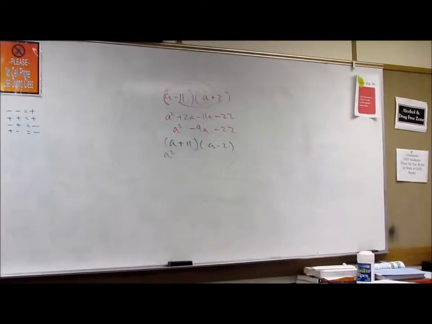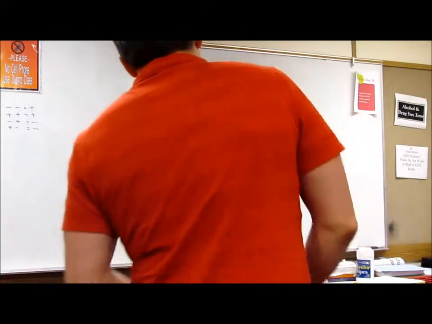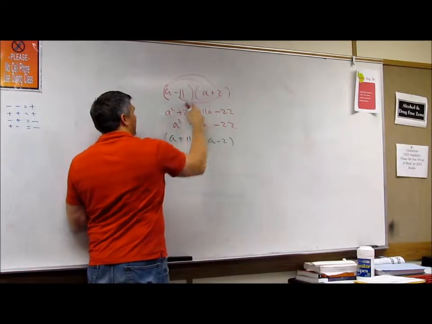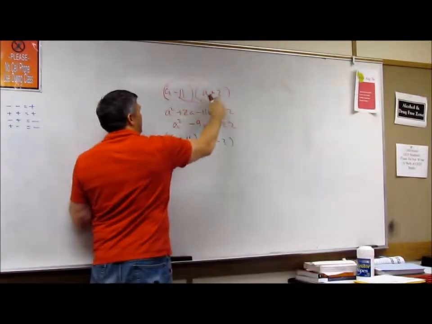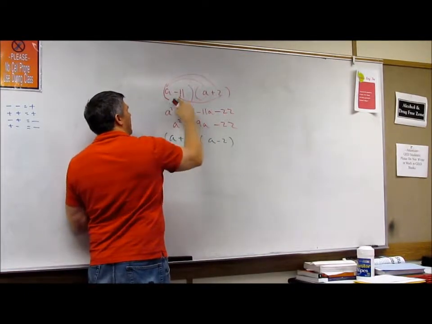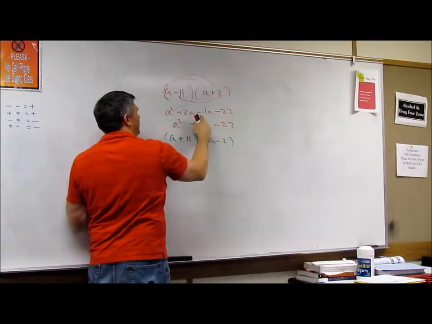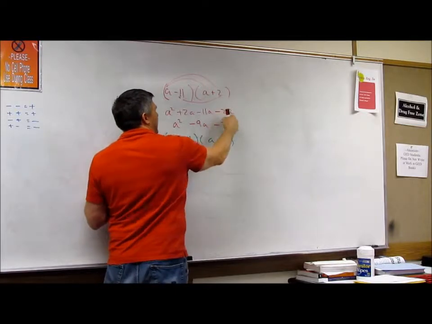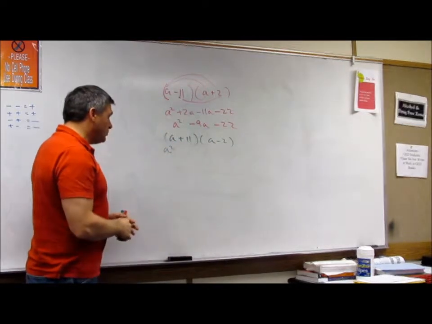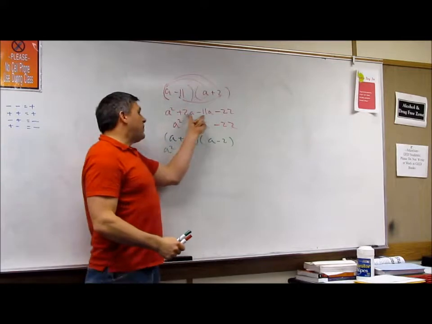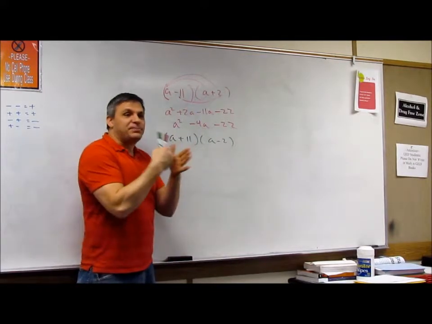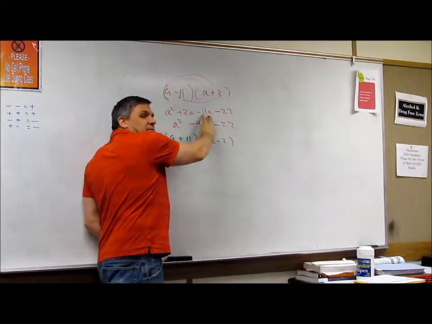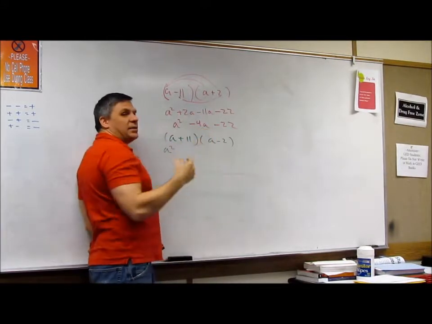Alright, so what we're doing here is we're multiplying it through. A times A squared. A times 2 plus 2A. Minus 11 times A, minus 11A. Minus 11 times 2 is minus 22. Okay? So when we combine these, we're finding the difference between them because it's 2 minus 11, so it's going to get a minus 9.